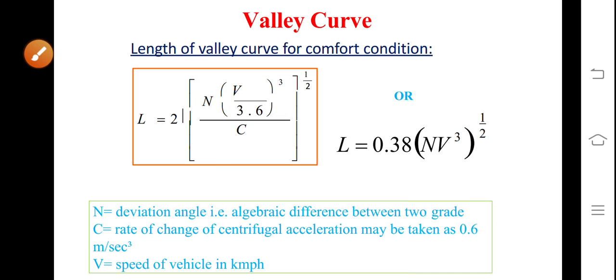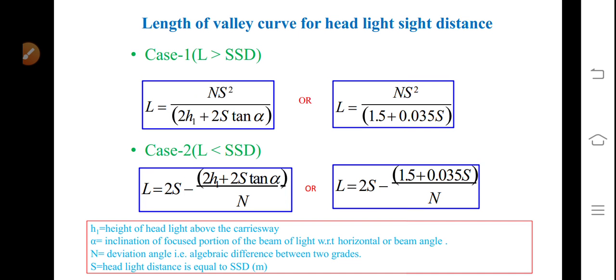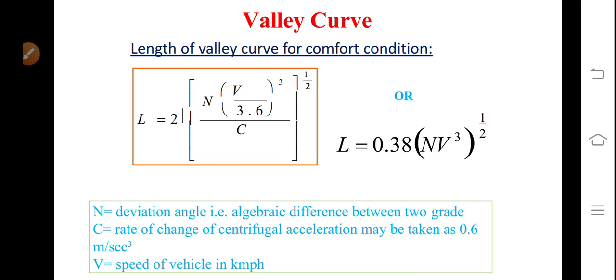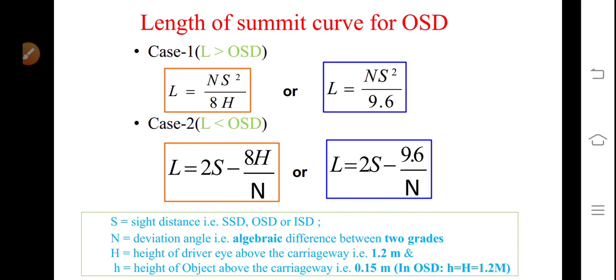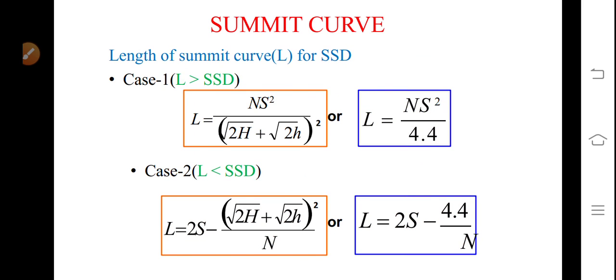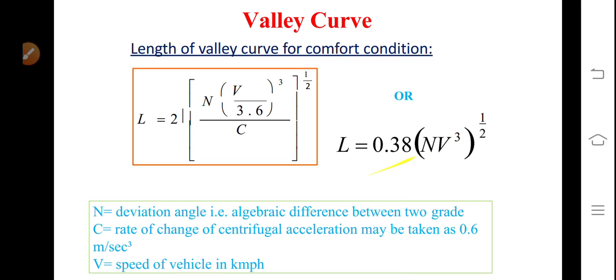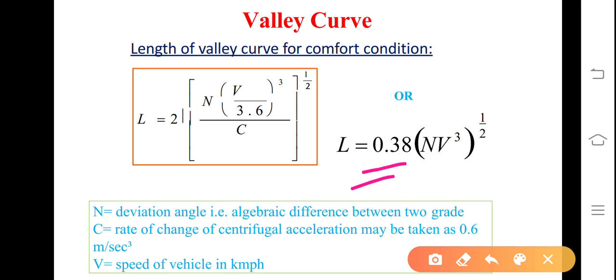Right? Clearly you read. Therefore, if you simplify that, you will get L is equal to 0.38 N V cube, capital V, whole to the power of half. Where, how we got 0.38? Because we have taken C is equal to 0.6 and 3.6 here, that is cubed. If you simplify this, 2 also multiplied, you will get 0.38. 0.38 N V cube, where V is kilometer per hour. Directly you can substitute when a numerical problem is asked for comfort condition, whole to the power of half.